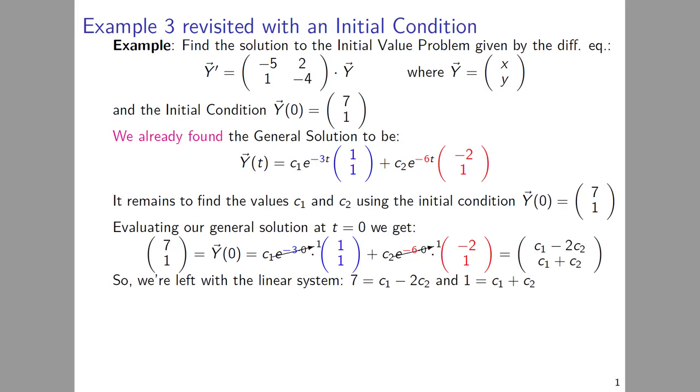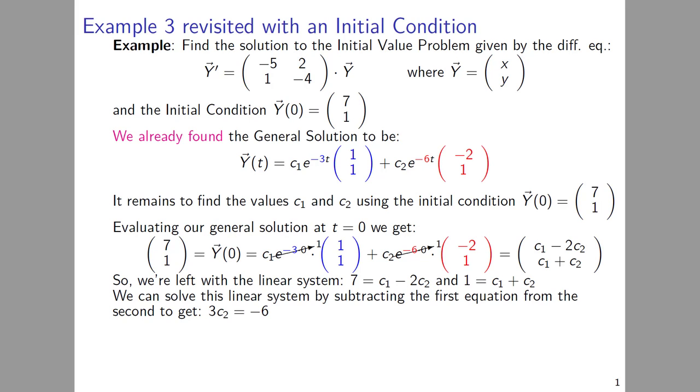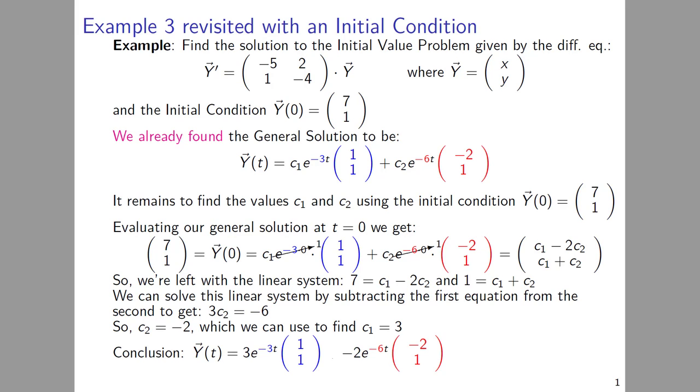And we can solve this linear system in several ways. One way to do it is to subtract the first equation from the second to get 3c2 is equal to -6, and thus c2 is -2. And knowing that, we can plug it into either of the equations to get that c1 equals 3. So we can conclude that the solution to the initial value problem is y(t) = 3 e^(-3t) (1, 1) + (-2) e^(-6t) (-2, 1).